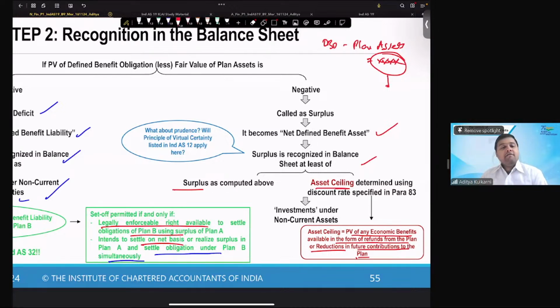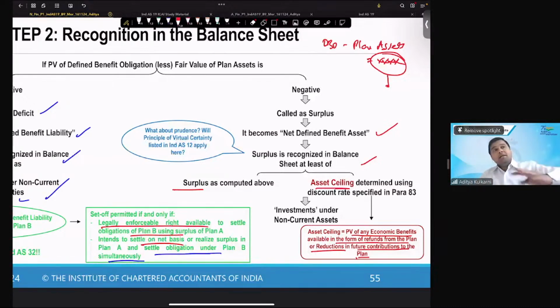It is the present value of economic benefits that are available in the form of refunds from the plan. और अगर आप प्लान से refund नहीं लोगे, if you are not taking a refund from the plan, because ultimately you also have to contribute to the plan, then in the future you will make reduced contributions. So either you get a refund or you reduce your contribution. That becomes an economic benefit for you. So the amount of this economic benefits in the form of refunds or reduced contributions is known as asset ceiling.